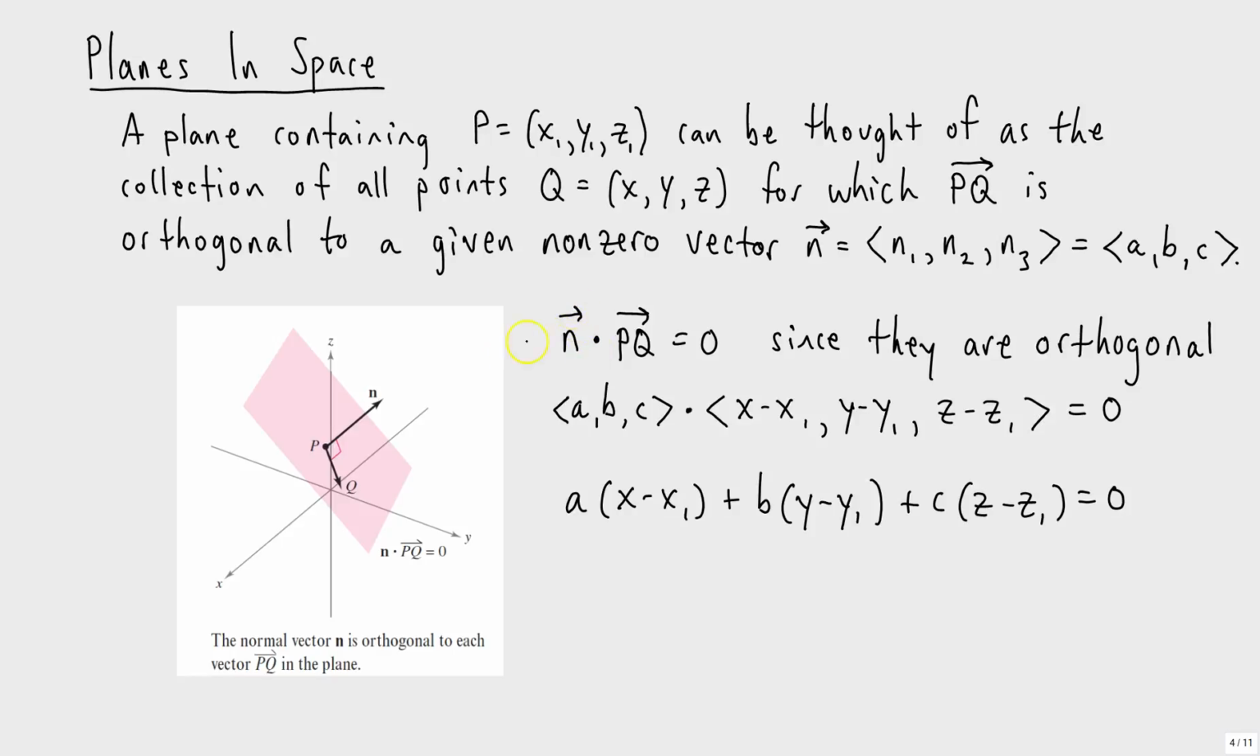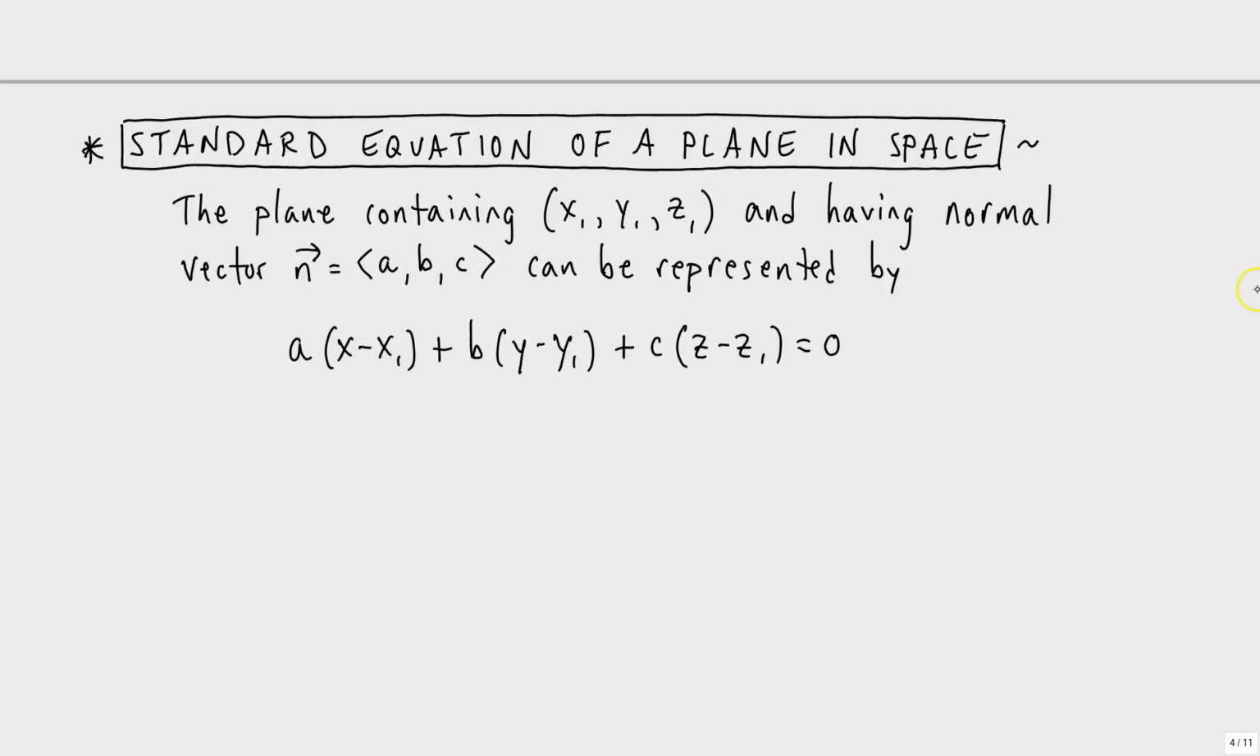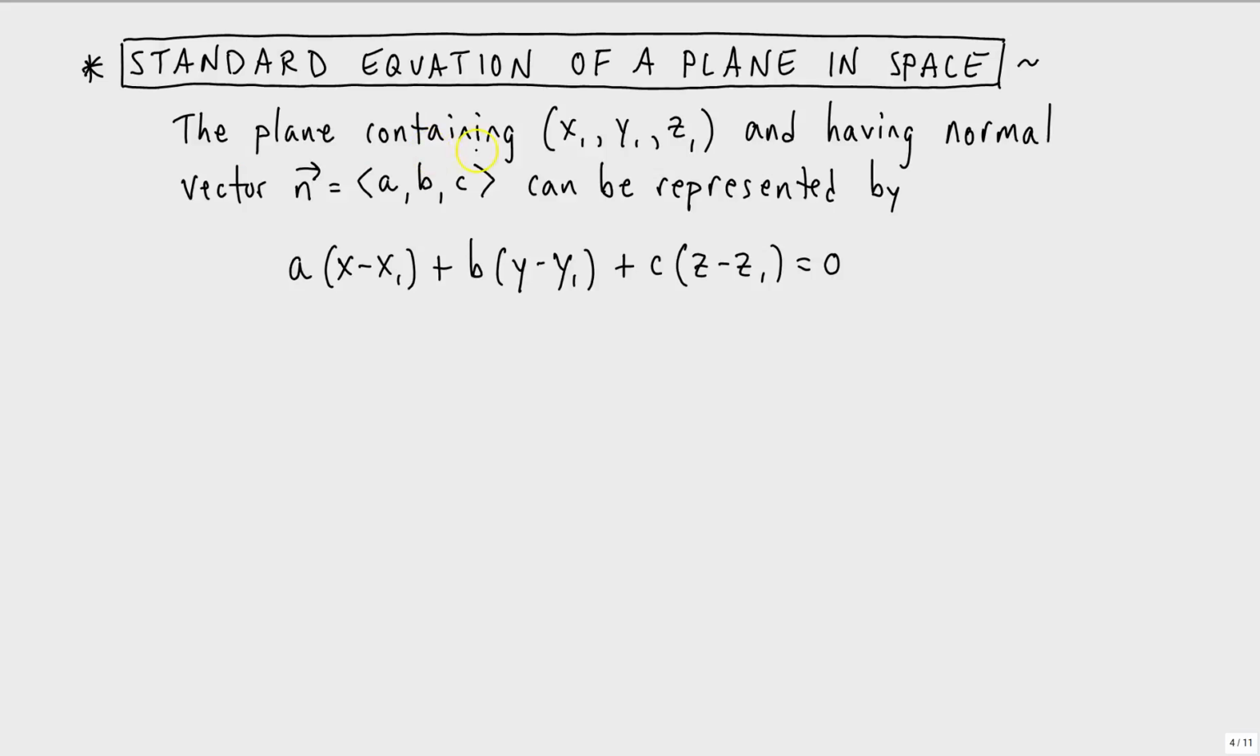Just comes from the definition of a plane: given a point P, the plane is a collection of all points Q such that directed line segment PQ is orthogonal to some given vector n. So formally, the plane containing x1, y1, z1, that point, and having a normal vector ABC can be represented by this equation here. I'm just doing the dot product, where we do directed line segment PQ, make sure it's orthogonal to n by doing the dot product and setting it equal to 0.